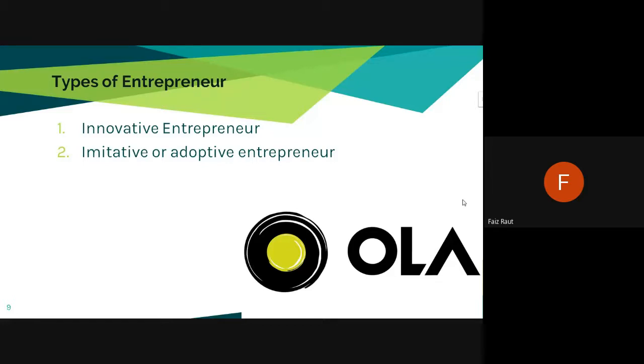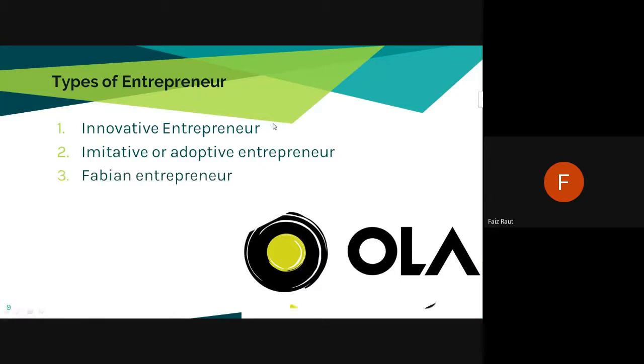Then many came in, as it is what you call in economics, free market or perfect competition. Many came in, and all the big companies started their own online platforms for payment of bills. So Airtel has Airtel Money, Jio has Jio Money. Then Google Pay came into the market, then Amazon Pay. Then all the companies followed. So an adoptive entrepreneur follows the innovative entrepreneur.